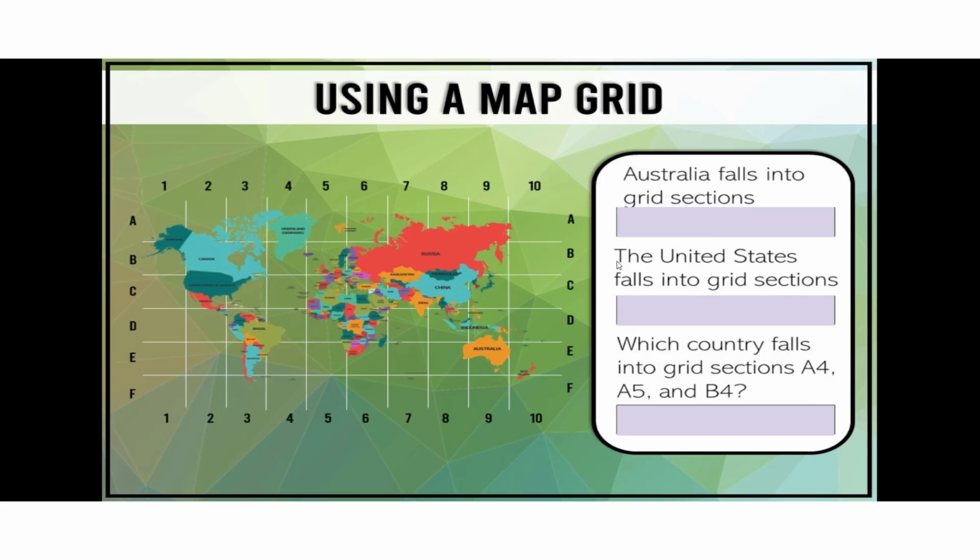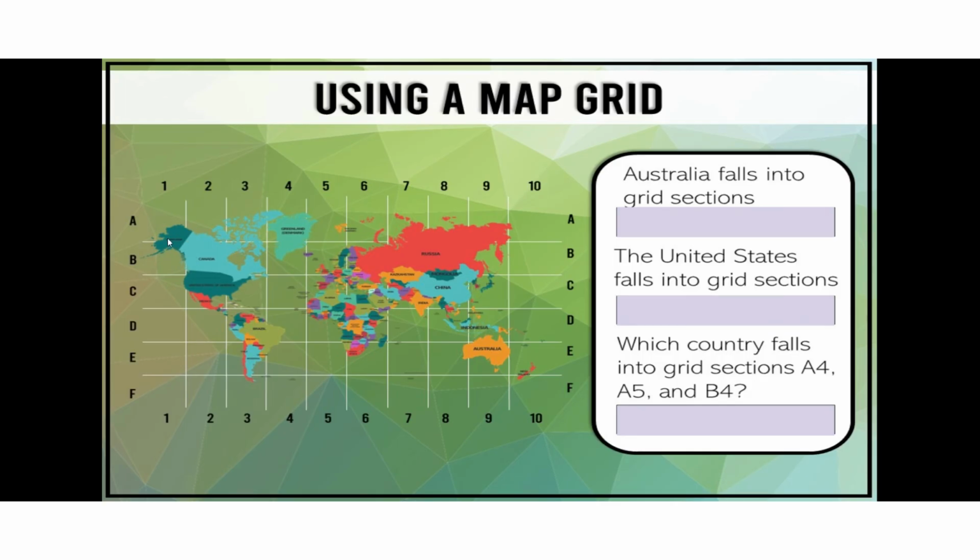The United States falls in which grid sections? So here's the United States of America. And it looks like it starts in section B2. It's really hard to tell here. You could say B3 also. If you didn't, again, I would not mark that off. And then it's in C, definitely C1, C2, and C3.